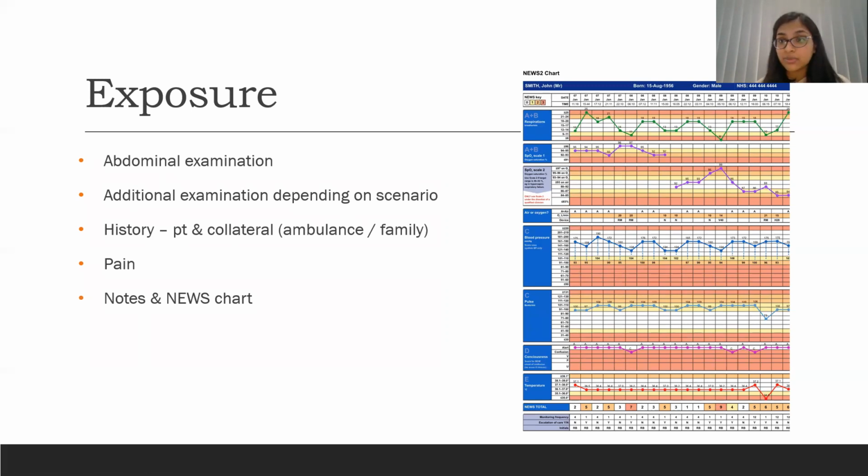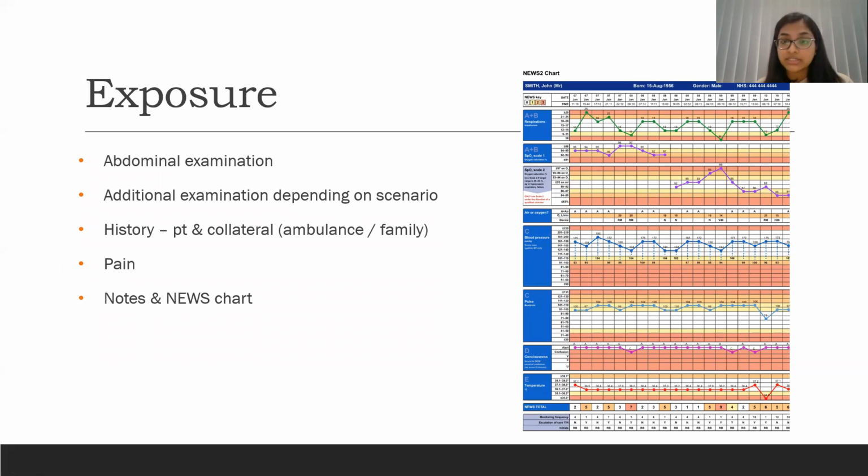Were they brought in by an ambulance? If they were, then you can ask the ambulance crew what they know so far about the patient, or the family who is with them, or their friends, or whoever is there accompanying them. If the patient is in any pain, then you want to take a pain history, find out where the pain is. And finally, you can look at the patient's notes.